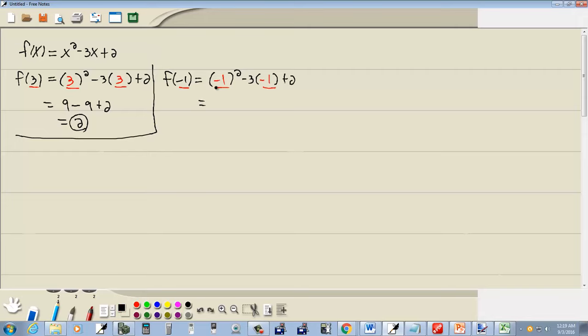And then simplify. Negative 1 squared, negative 1 times negative 1 is a positive 1. Negative 3 times negative 1 gives us a positive 3 plus 2. 1 plus 3 is 4 plus 2 gives us 6.